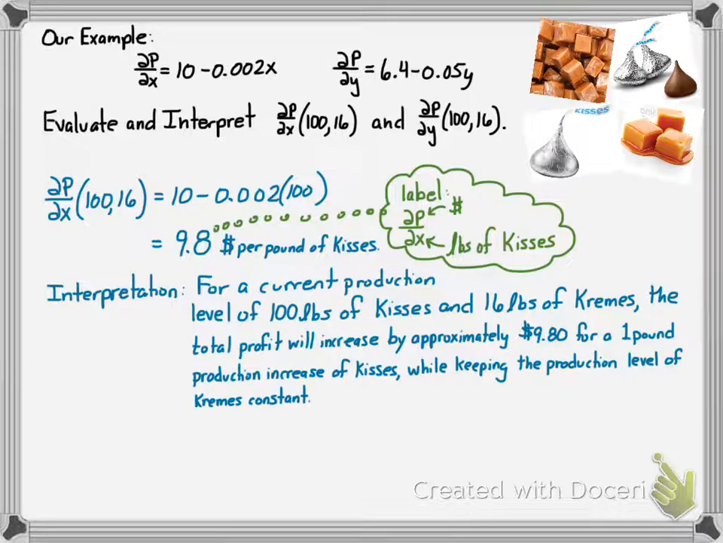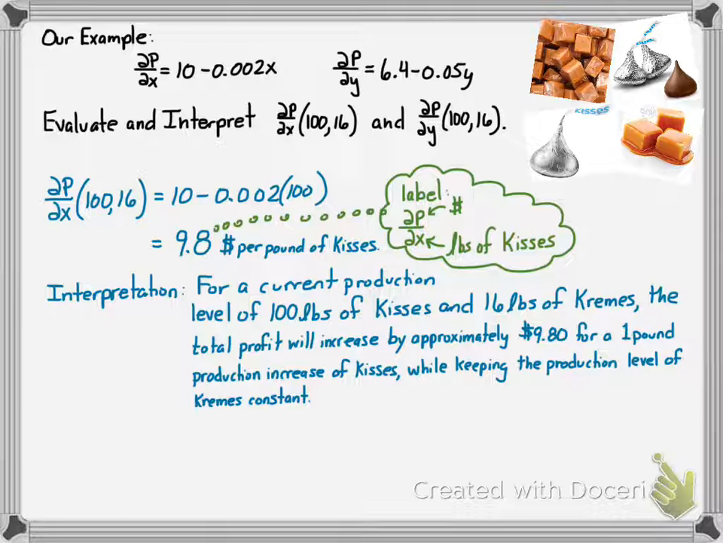Okay, so that is our partial derivative of P with respect to X, also known as marginal profit with respect to X. We're increasing the production of kisses, keeping the cream production constant, and by increasing the production of kisses, we are increasing our profits by $9.80 when we increase our production of kisses by 1 pound.